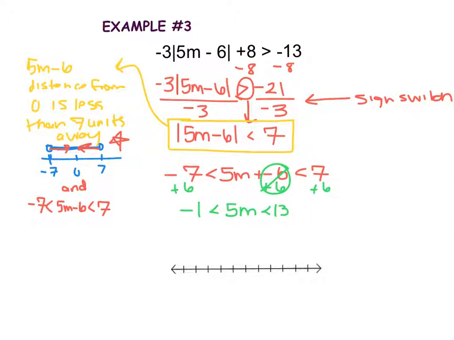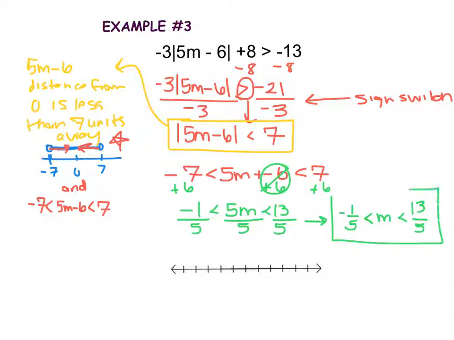I then know that I need to get the m by itself, so I'm going to divide both sides and the middle by 5. And what I find here is I have negative 1/5 is less than m is less than 13 over 5. So here what I'm seeing is that I have fractional answers. Essentially, m can be anything between negative 1/5 and 13/5. And while that's not the nicest of answers, that is our answer in this case.